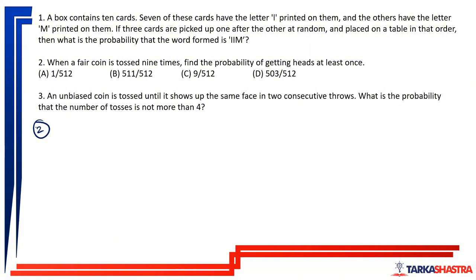Second question. You guys are supposed to pause the video, try to solve the question, then look at the solution. When a fair coin is tossed 9 times, find the probability of getting heads at least once.